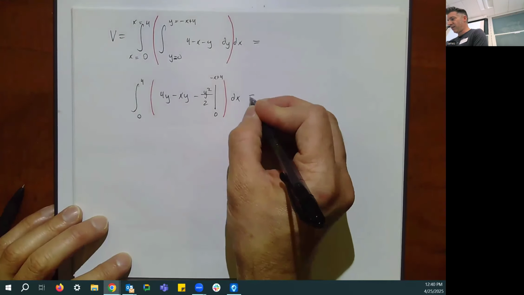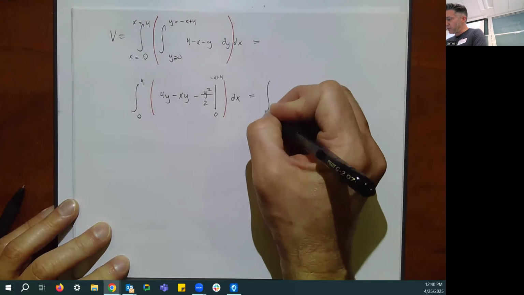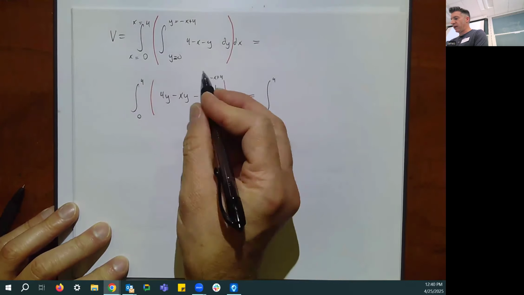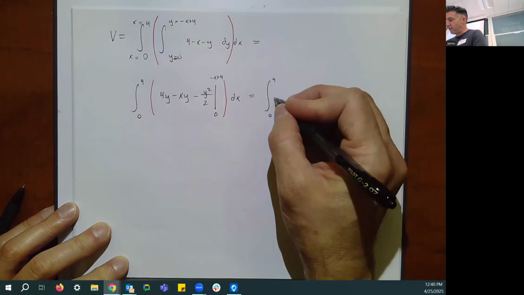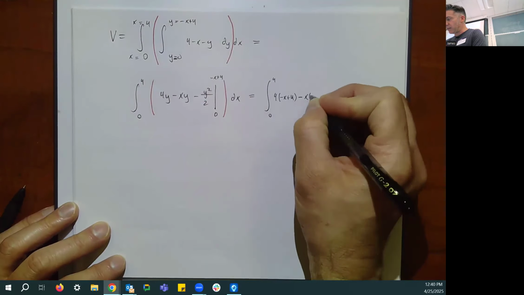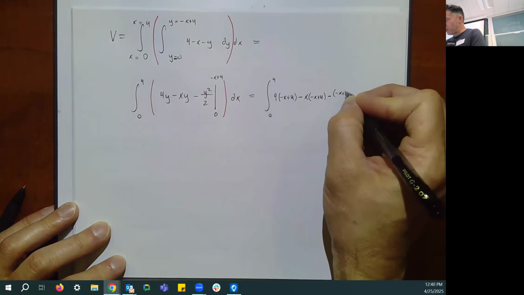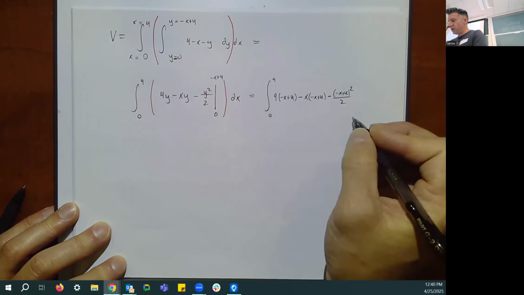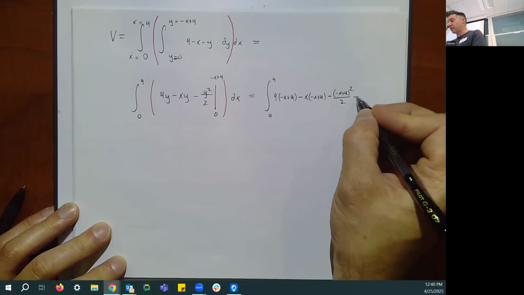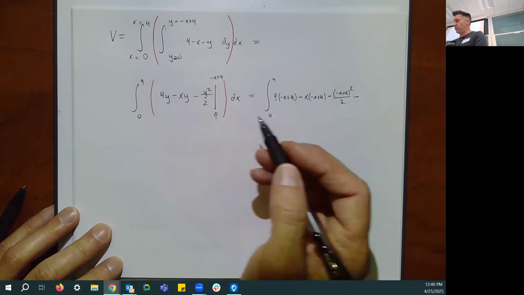So now we're going to plug in our limits of integration. This is where things get kind of gross. So we still have the integral from 0 to 4. We're going to plug in negative x plus 4 for y and get 4 times negative x plus 4 minus x times negative x plus 4 minus negative x plus 4 squared over 2. And then minus, if we plug in 0 for y, every term will be 0. 0 minus 0 minus 0. So we don't really need to write that.